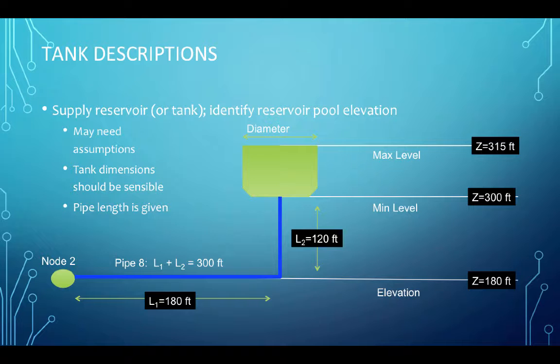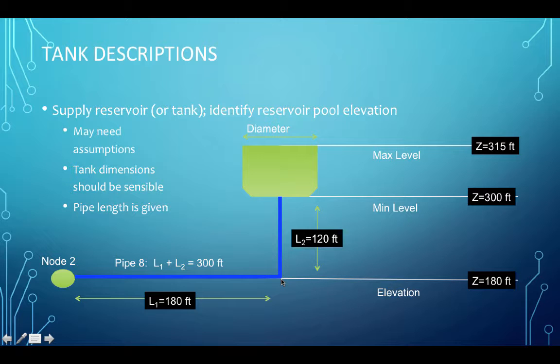So here's a diagram depicting some arbitrary tank connected into a hydraulic network. In this particular one, this tank is connected to node 2. There's a portion of the pipeline that's 180 feet long horizontal and then 120 feet long vertical. The entire pipe would be entered into the program as 300 feet because, unless we're going to introduce a node right there, we don't have any way to distinguish that.